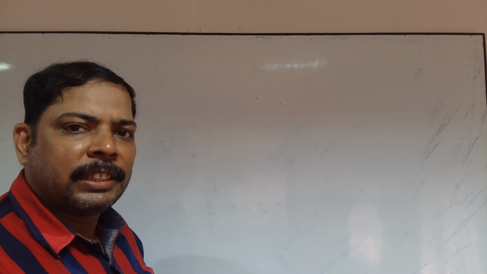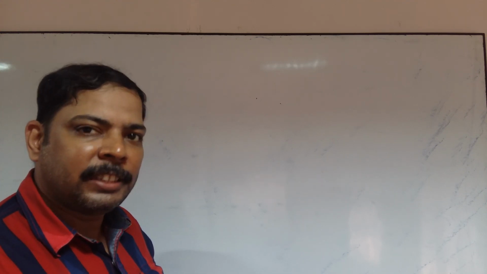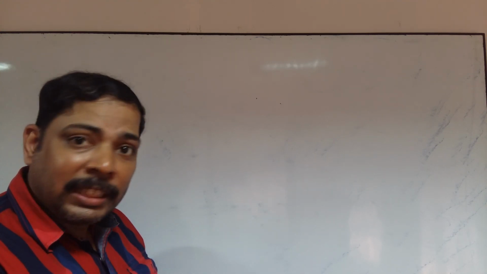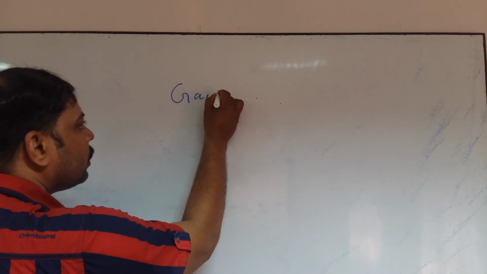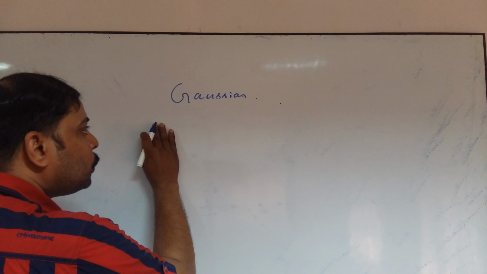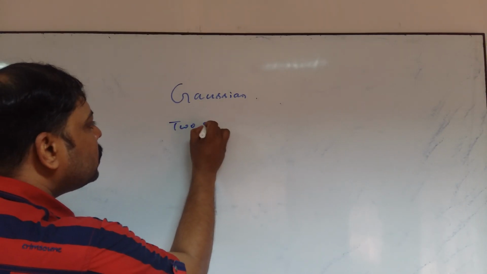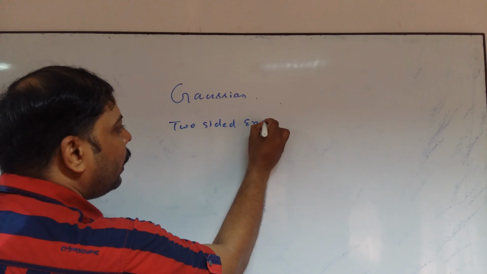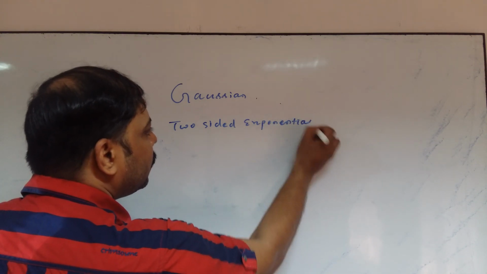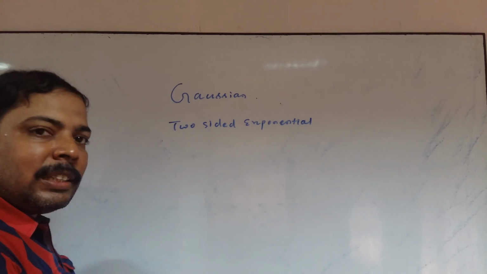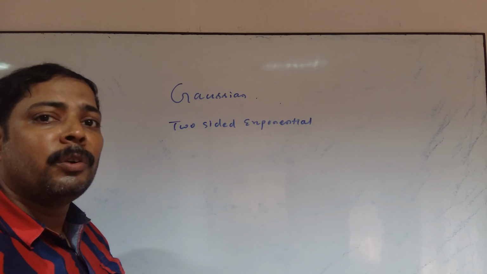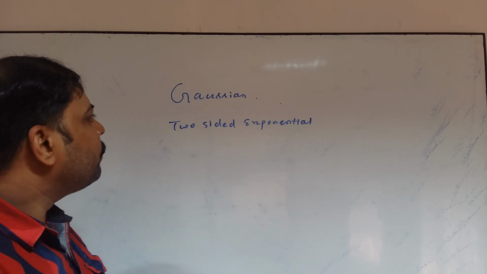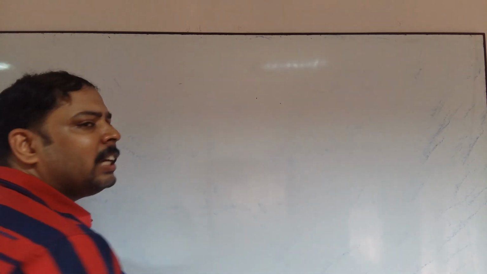Today I am going to discuss another two very important standard signals. One is the Gaussian signal, and the other is the two-sided exponential signal. These two signals have applications in our signals and systems topics, and you will also find applications in your communication subject. Anyway, first let me cover what basically a Gaussian signal is.